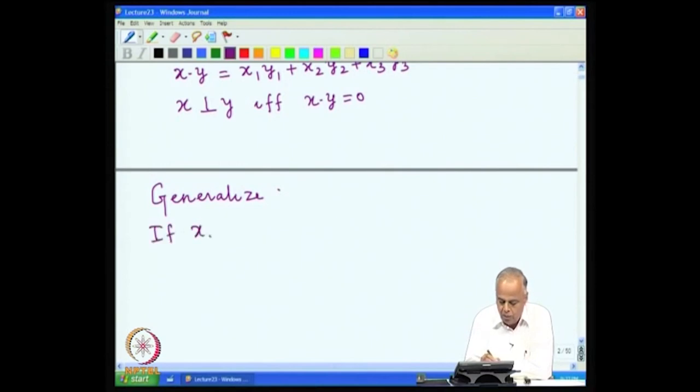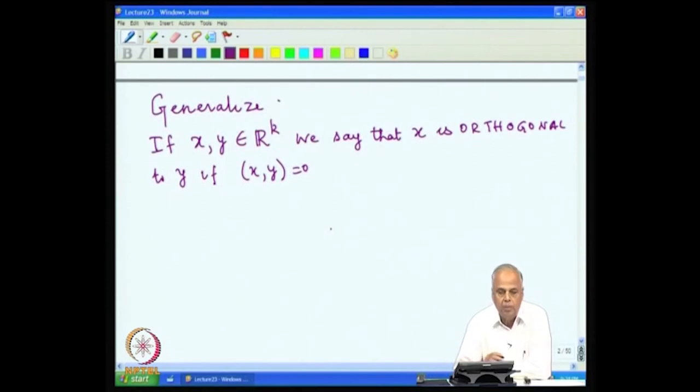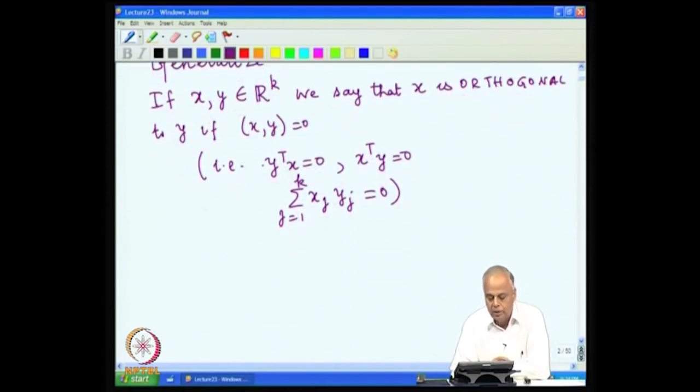If x and y belong to R^K, we say that x is orthogonal or perpendicular to y if x comma y is equal to 0. That is, the inner product is 0. What does that mean? That is y transpose x is 0, or we can write this as x transpose y is 0, or if we expand this, we can write this as the sum of x_j y_j equal to 0. So, when we say x and y are orthogonal, we mean all these things. The notation is x comma y equal to 0. And that means that the y transpose x or the x transpose y or the sum of the products of the components is equal to 0.